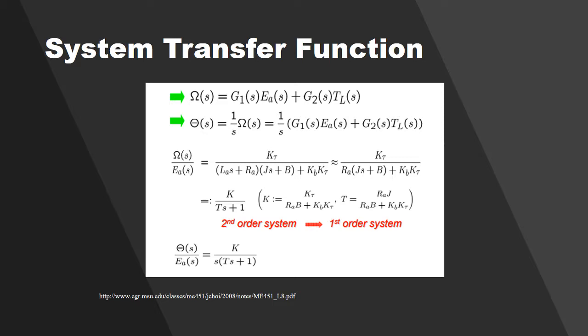Here you can put in all our inputs with our G, and you can find your K over S TS plus 1, which goes from a second order system to a first order system.